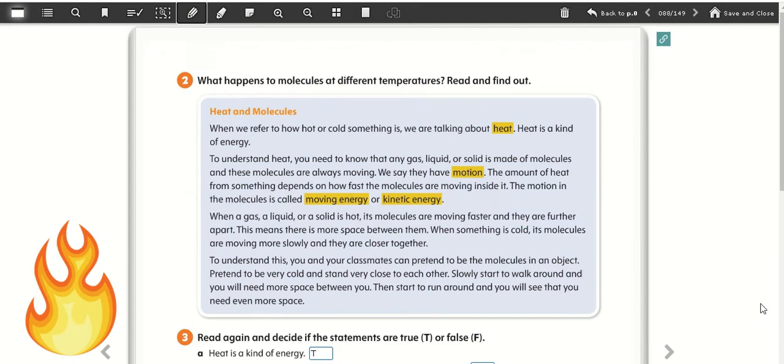Remember that we have been working in the topic of heat. Recuerden que heat es calor o calentar. And when we talk about heat, we are talking about a moving energy or kinetic energy. What's the reason for calling heat a moving energy or kinetic energy?